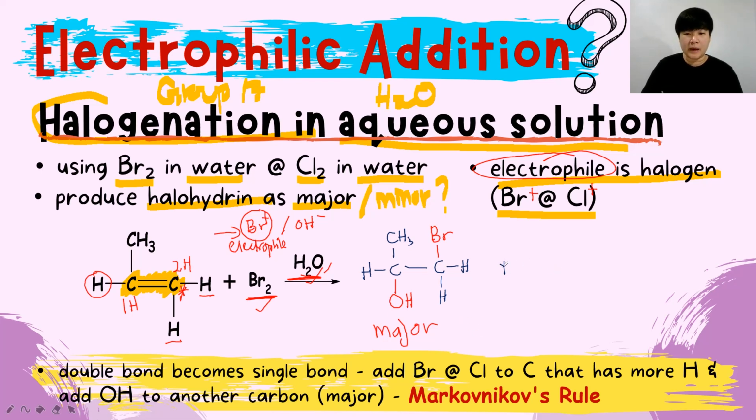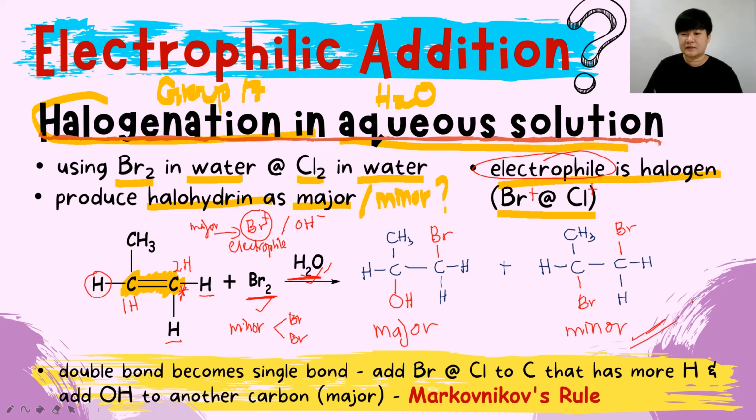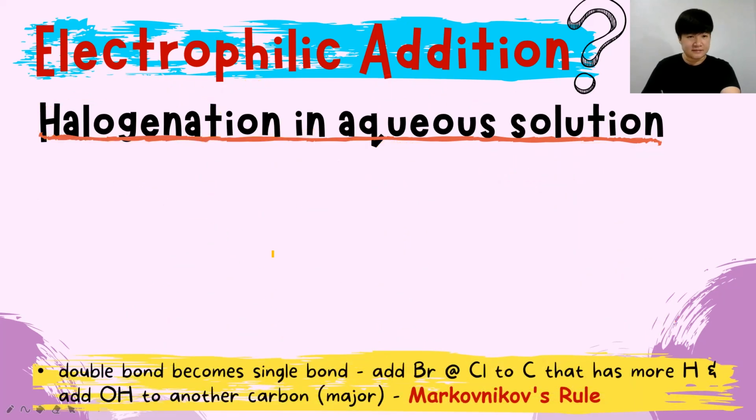And what would be your minor? The minor is a lot simpler. The minor is only adding in your Br. You had Br2 just now, can you see that? So to produce the major, we add in the Br plus and OH minus. To produce the minor, we add in Br. Simple. Alright, automatically this will become your minor. Easy. And that is what happens when you do halogenation in an aqueous solution with the presence of H2O. Okay, so let's look at another example.